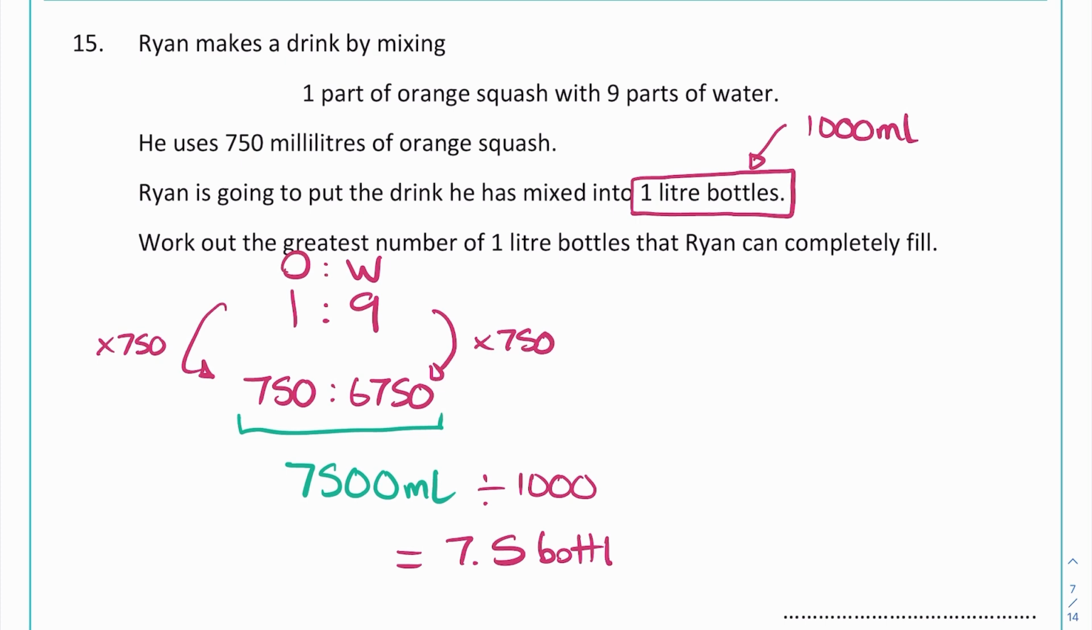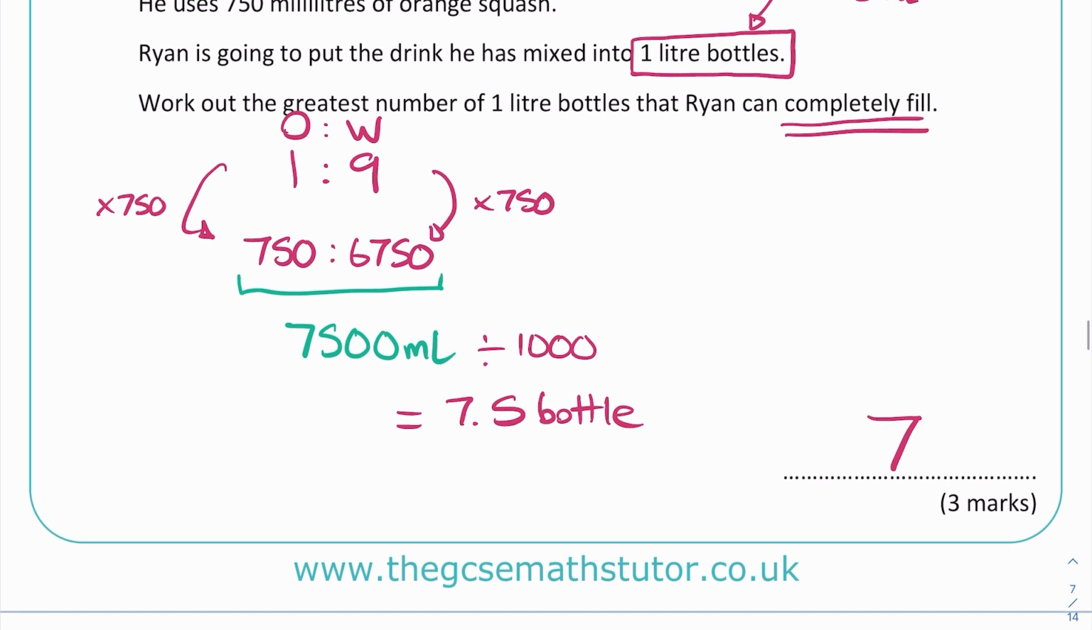Now we can't fill up the 8th bottle. We can fill up 7 and then one of them is going to be half full, and it does say how many can he completely fill. So we're going to have to round that down. That'll be 7 bottles that he can completely fill, but of course he's going to have half a bottle left over. So there we go, there's our answer for that one.